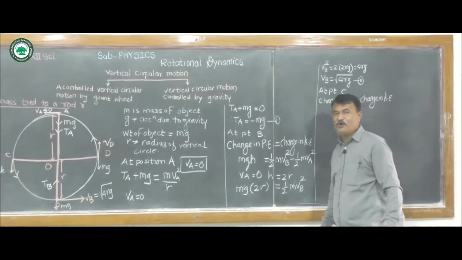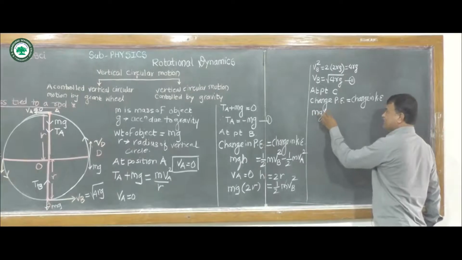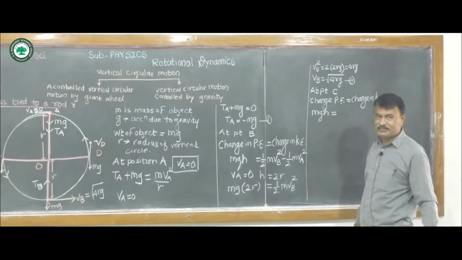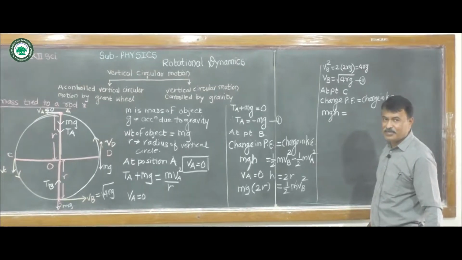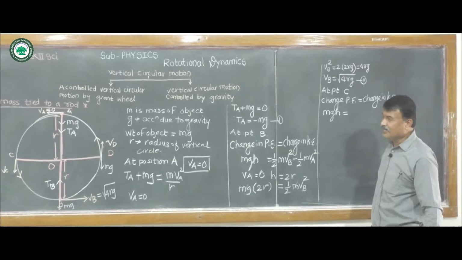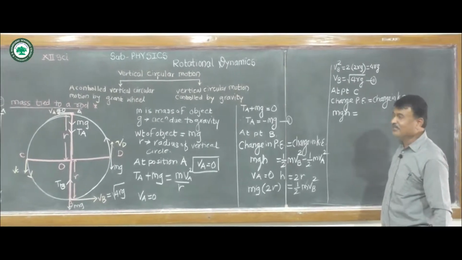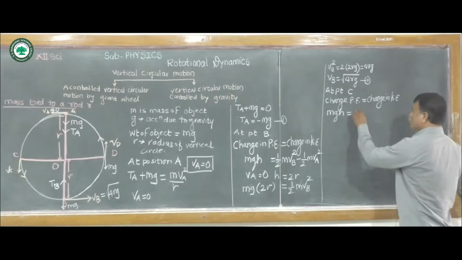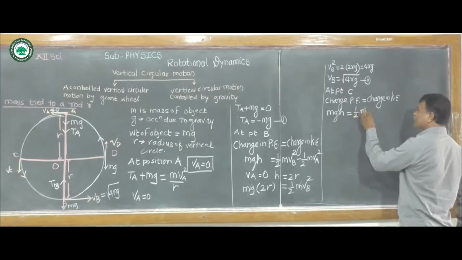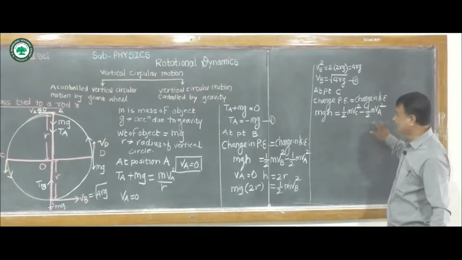Now we know the formula for potential energy. Potential energy is equal to mgh. Change in the kinetic energy means kinetic energy at point C is half mvc square and kinetic energy at point A is half mva square. We have to take the difference between these two kinetic energies, then we get the change in the kinetic energy. So we get half mvc square minus half mva square. This is the change in the kinetic energy.